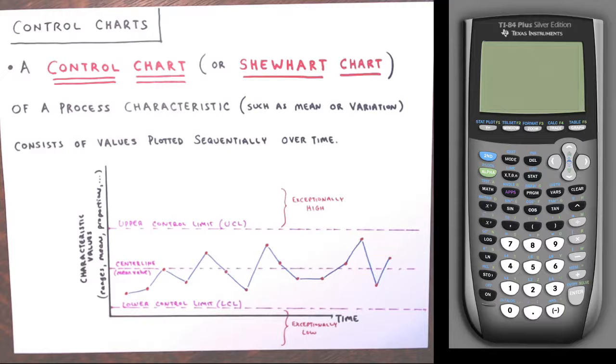So if you see at any time at least 8 points in a row above the center line, or 8 points in a row below the center line, then we'll determine that the process is not in control, not stable.